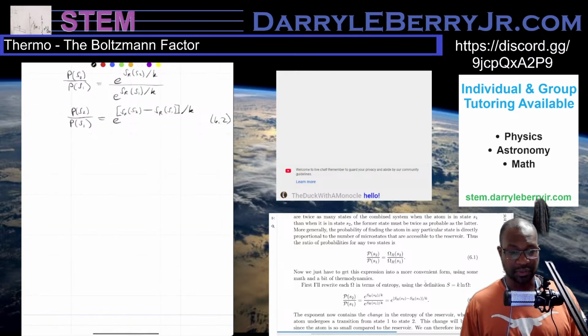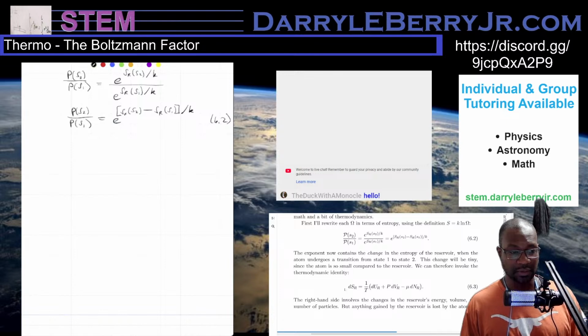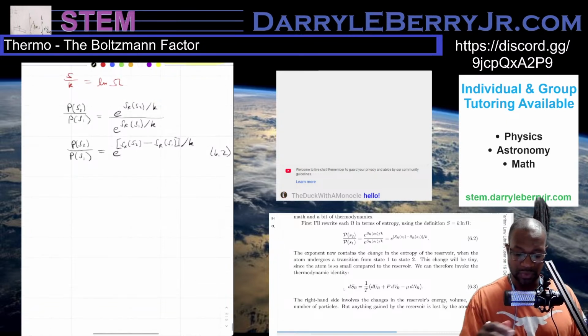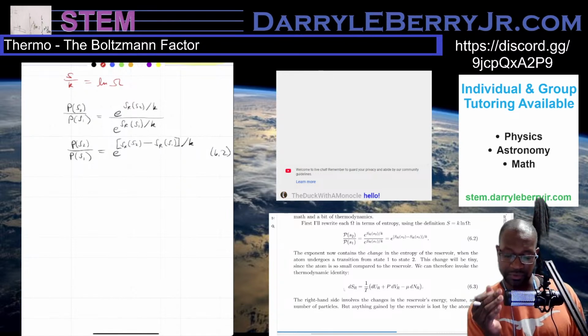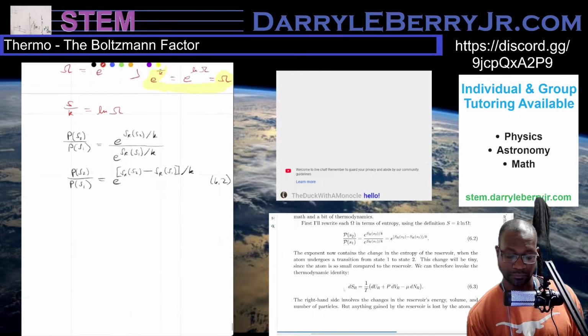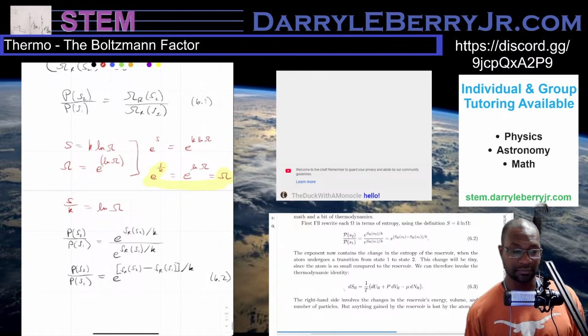Now we just have to get this expression into a more convenient form. The exponent now contains the change in the entropy of the reservoir when the atom undergoes a transition from state 1 to state 2. I'm going to see how it's state 1 to state 2. Usually we subtract the initial state. Let's see where it goes. The change will be tiny since the atom is so small compared to the reservoir. We can therefore invoke the thermodynamic identity.